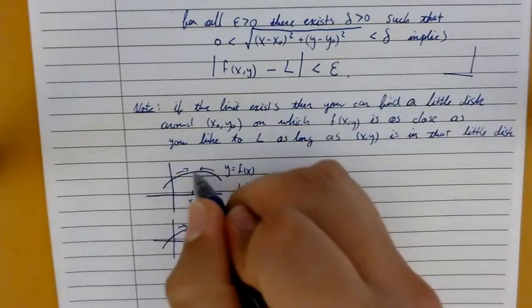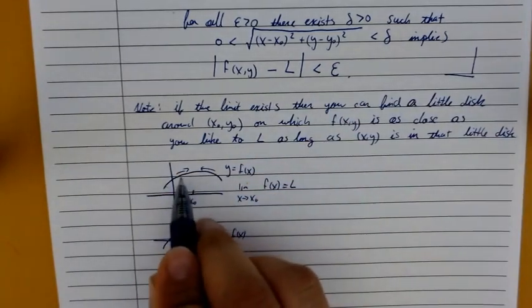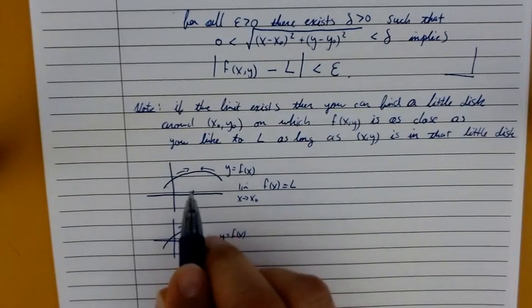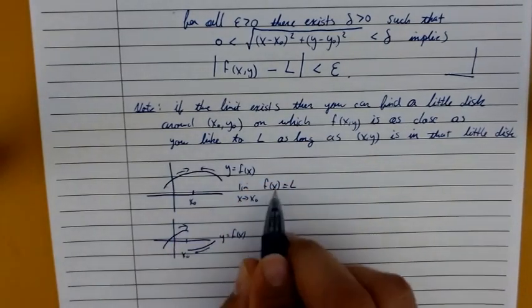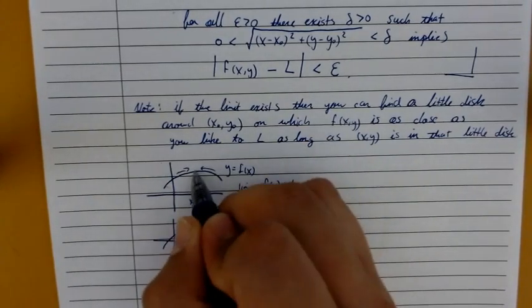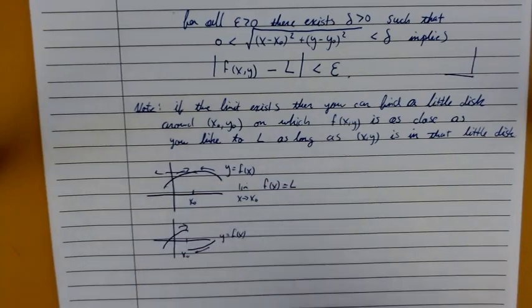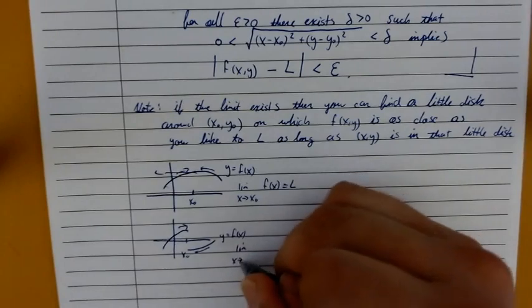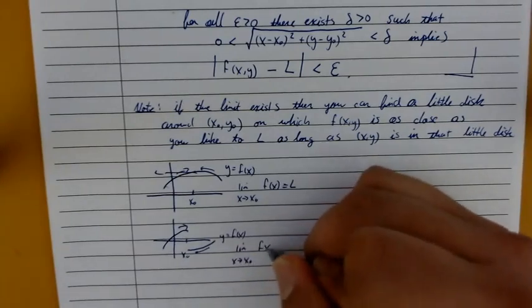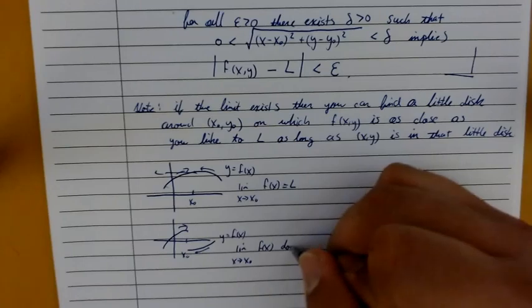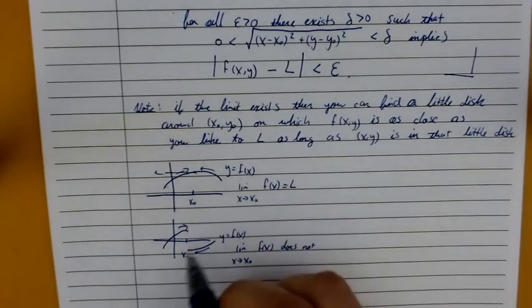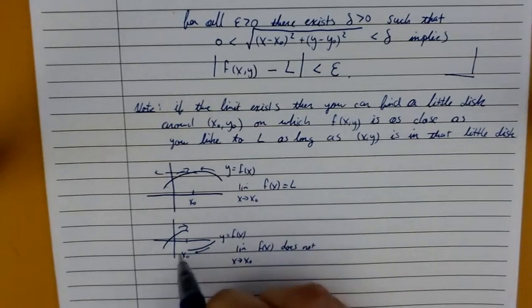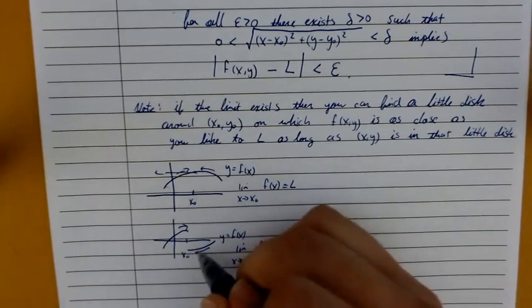As my x gets closer to x naught, and I can go either from the left or from the right, then my y value is getting as close as I want to being the value L. On the other hand, over here, that means that my limit as x approaches x naught of f of x is undefined, does not exist. Why? Because I never get close to any one number. If I come from the left or if I come from the right, I get different results.